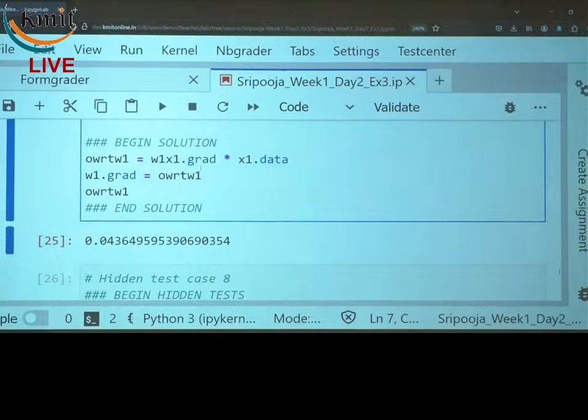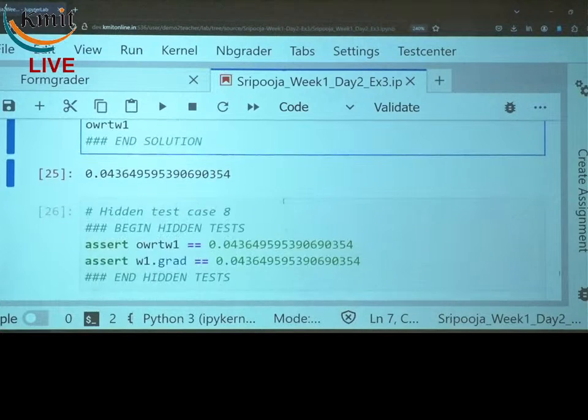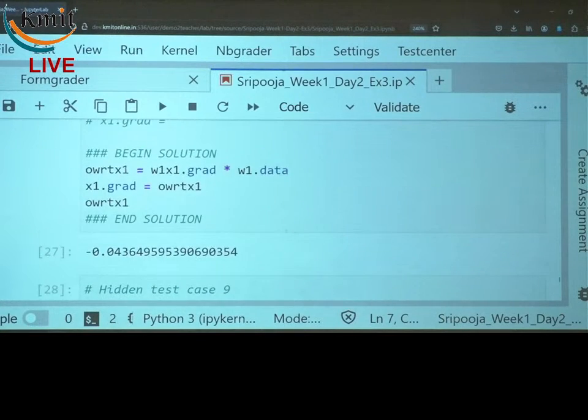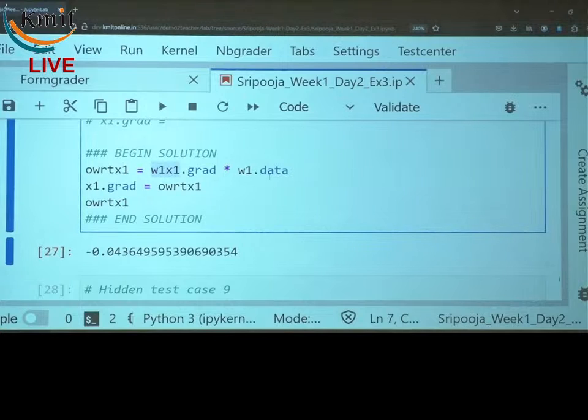So here's one example. W1 x1 gradient into x1 data. This is for the leaf nodes, the final ones towards the left, the leftmost gradients. So W1 grad is this, W1 x1 grad into x1.data. And similarly for the last cell as well. You swap the values and then multiply.